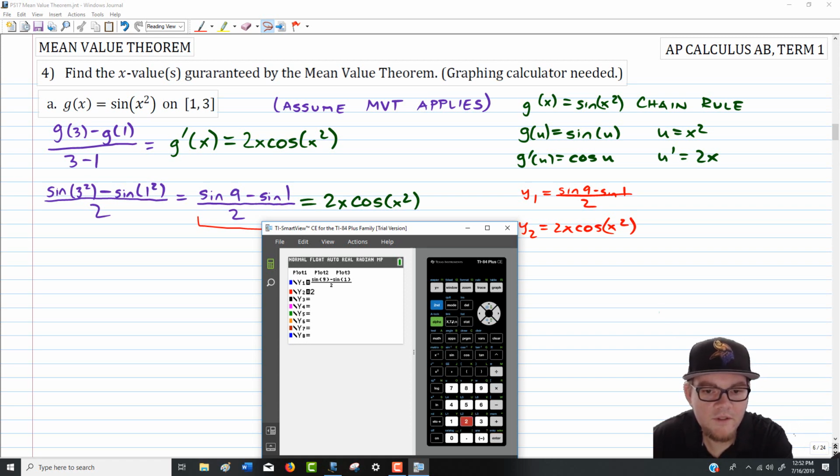Second, I'm going to put in the derivative itself, 2x times cosine of x squared. So we have y1 and y2 as the two things we want. We're going to look for the intersection of those two pieces.